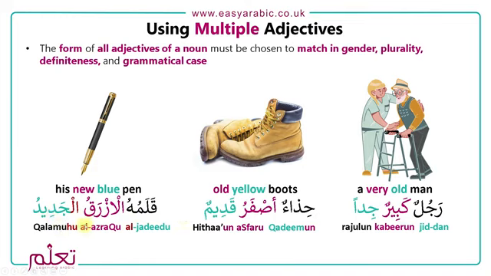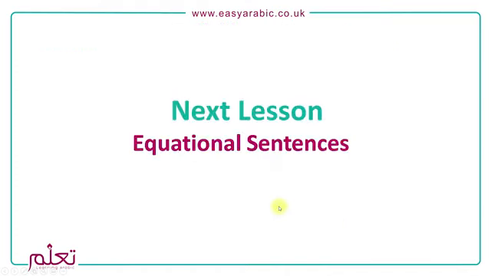Okay, so that's the end of another lesson. I know we've covered a lot, and if you have any questions, like I said, please feel free to message me, and I will try and help as much as I can. Okay, in the next lesson we're going to look at equational sentences where the adjectives are used in predicate form, and we'll also look at idafa construction, and cover some of the nominative and the genitive cases. You know, we'll do more examples. Also we'll cover some question words, so we can start to really put sentences together.